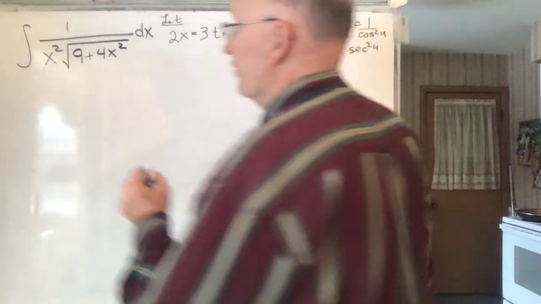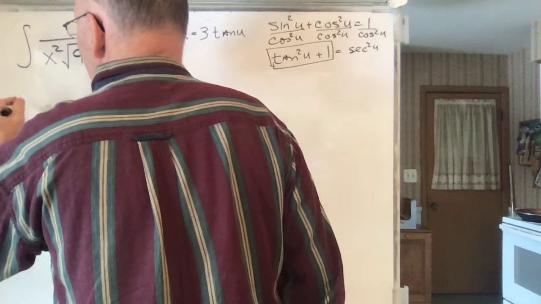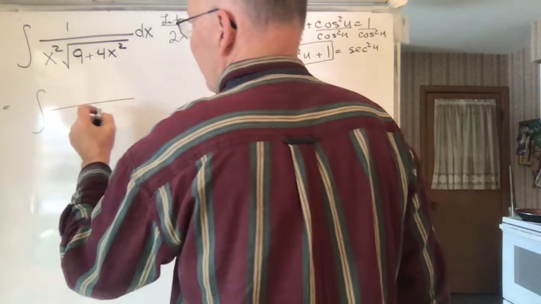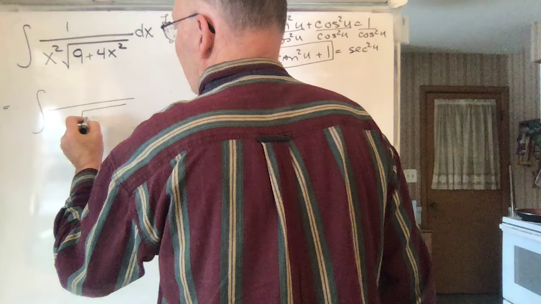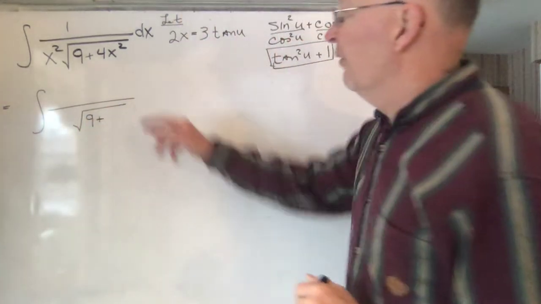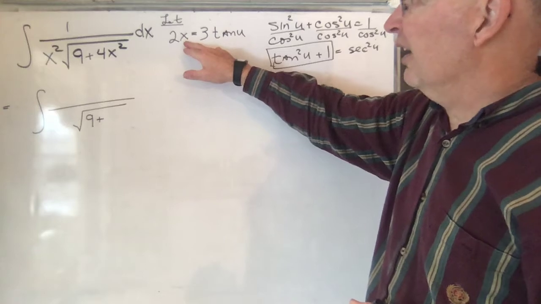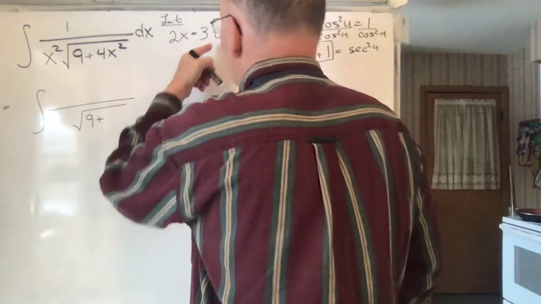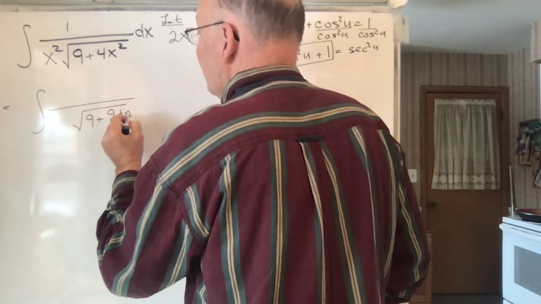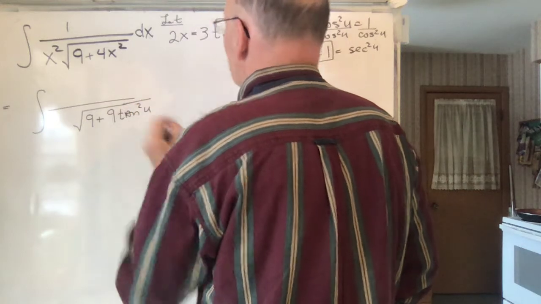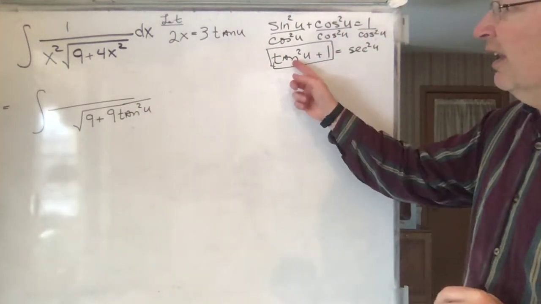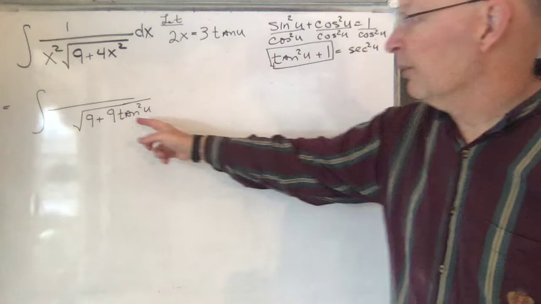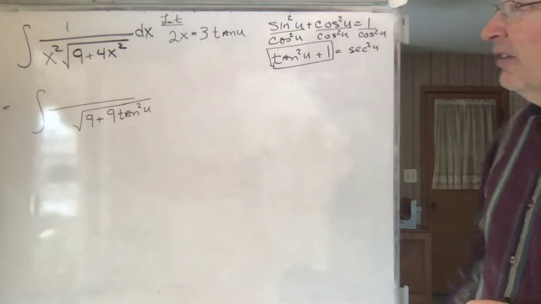Okay, let's see what happens. First of all, I'm going to replace 9 plus 4x squared, the square of this thing. Instead of putting this thing in there, I'm going to put this in. So plus 9. If I square this thing, I'm going to get 9 tangent squared of u. There it is. That's what I want. See that? Because by the time I factor the 9 out, I'm going to be left with a tangent squared u plus 1, which is exactly what I want.